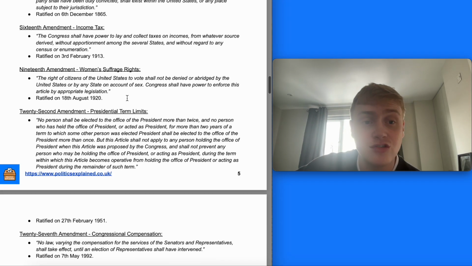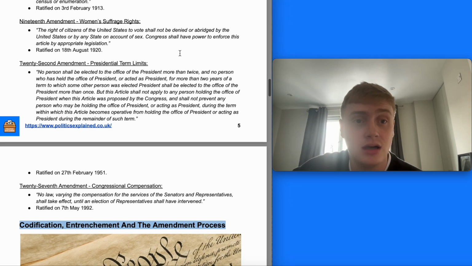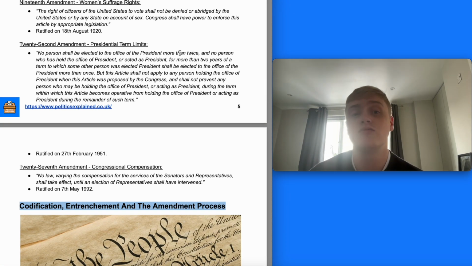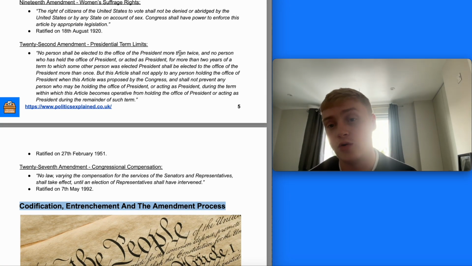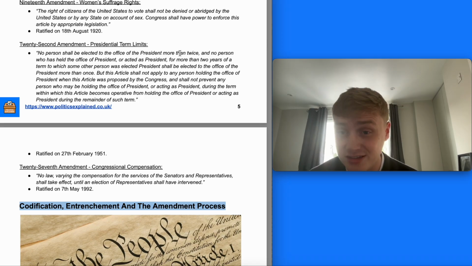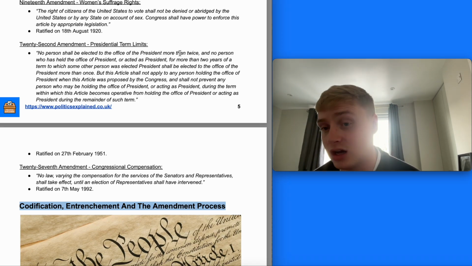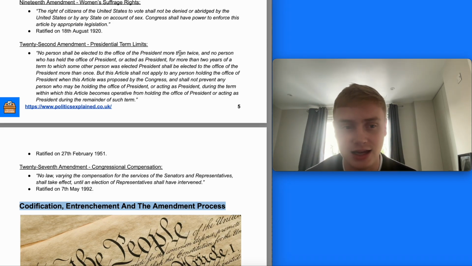The 19th Amendment introduced the right to vote for women. The 22nd Amendment introduced presidential term limits, which says that a president can only be elected twice or only serve 2 terms, and this was particularly in response to FDR serving, I think it was 4 terms in the end.